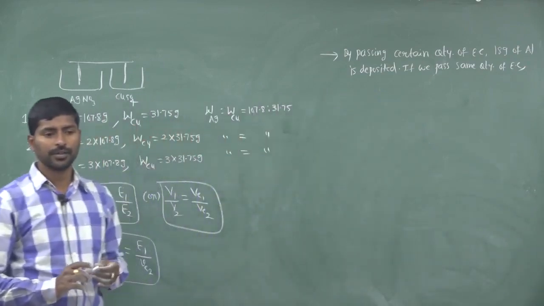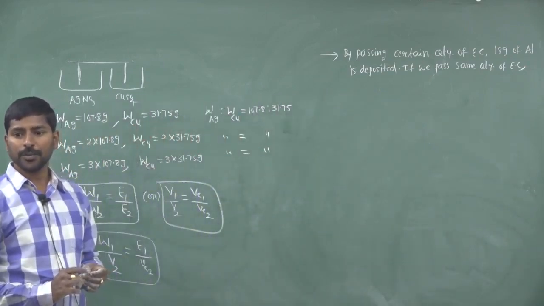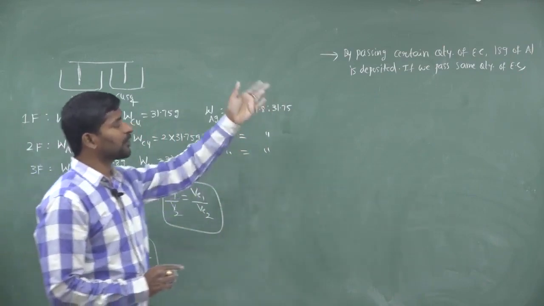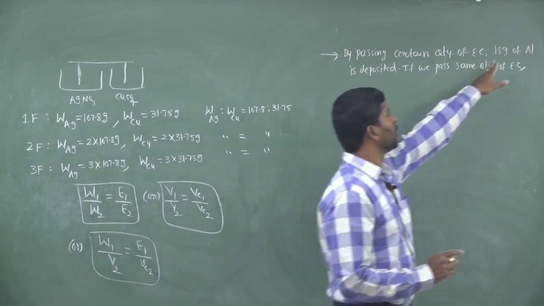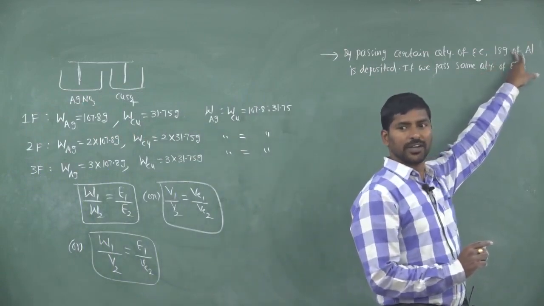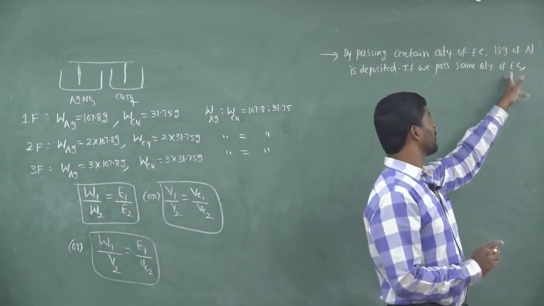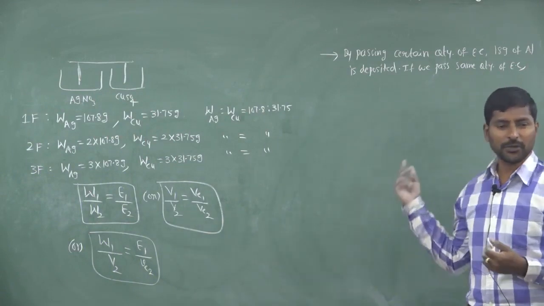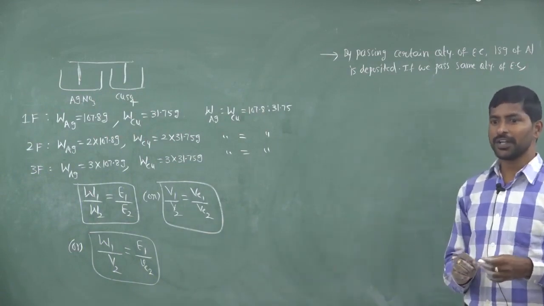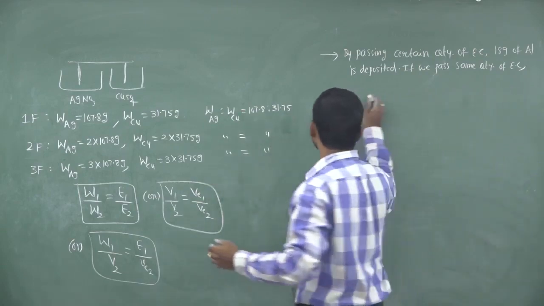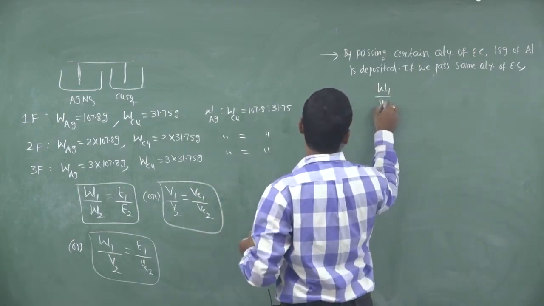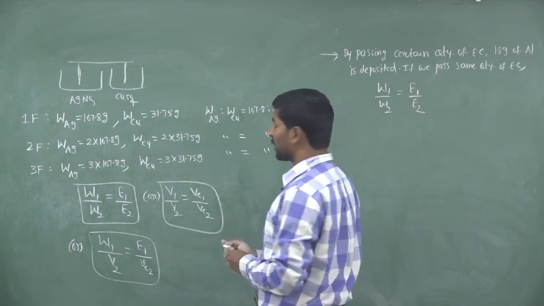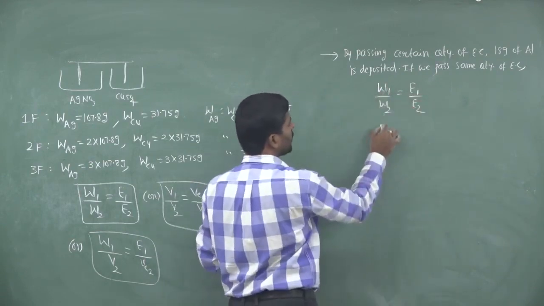So students, what is the weight of copper deposited? How many equivalents of aluminum is deposited here? 18 grams means how many equivalents? 2 equivalents. That means how many equivalents of copper will be deposited? 2 equivalents of copper. 2 equivalents of copper means 63.5 grams. Otherwise, you follow this one. W1 by W2, as we are passing the same quantity of electric current, W1 by W2 is equal to E1 by E2.